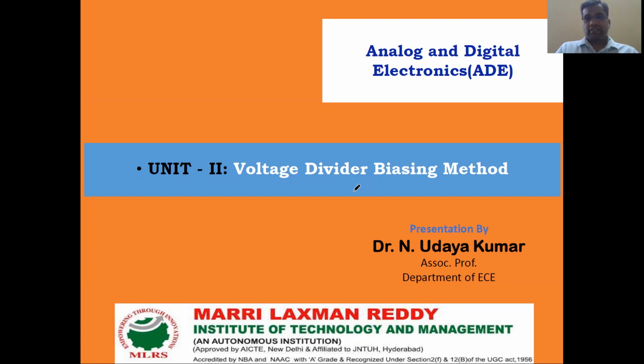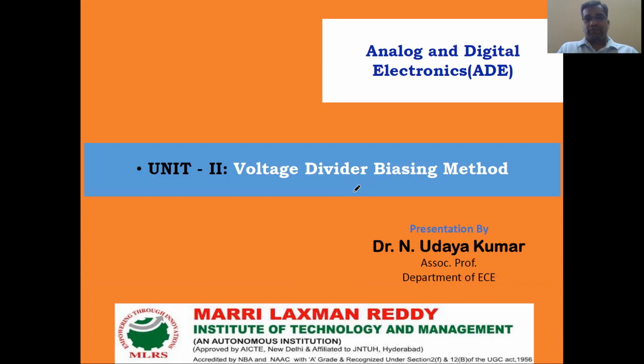In the previous class we talked about two different types of biasing method. One is fixed bias and the other one is collector to base bias. What do you mean by fixed bias? In fixed bias, stability is very poor. Whereas in collector to base bias, stability increases compared to fixed bias. In collector to base bias, stability is better, we can say.